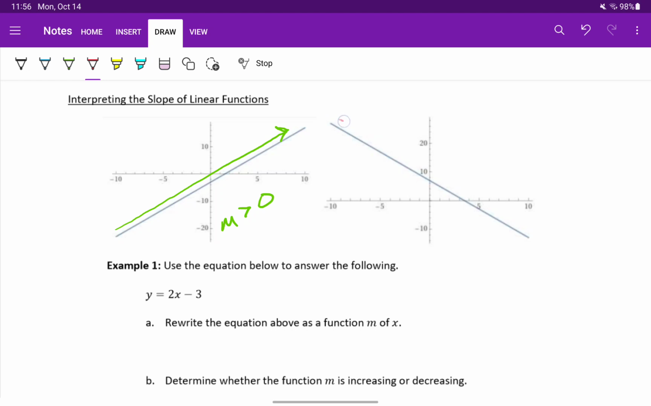As we read the graph from left to right, if we see that line is decreasing, meaning the line is headed down, then our slope m should be something less than 0. We also have cases for horizontal and vertical lines, but we're going to be focusing strictly on cases where our linear equation is increasing or decreasing.